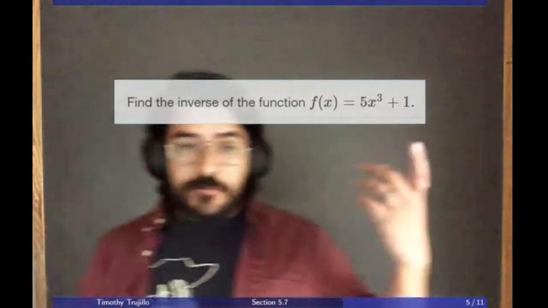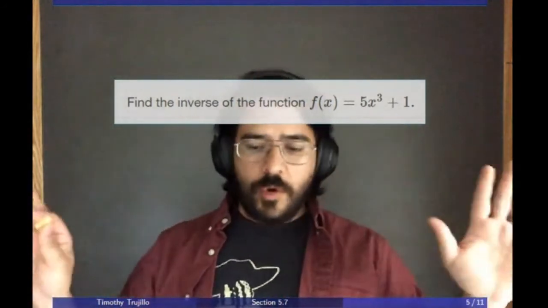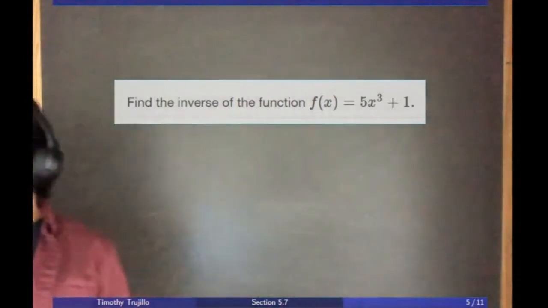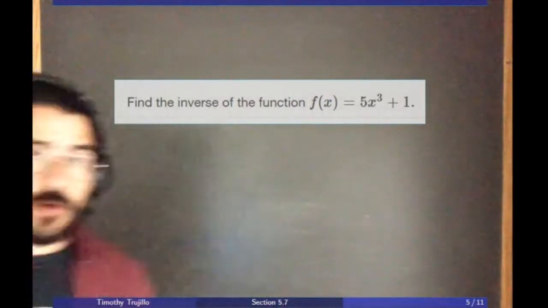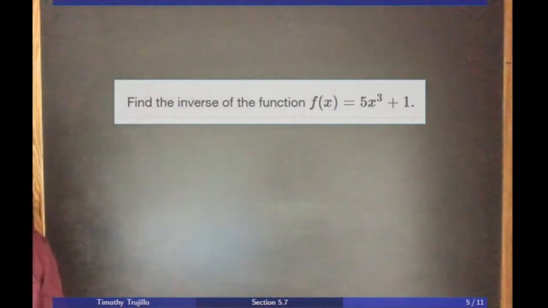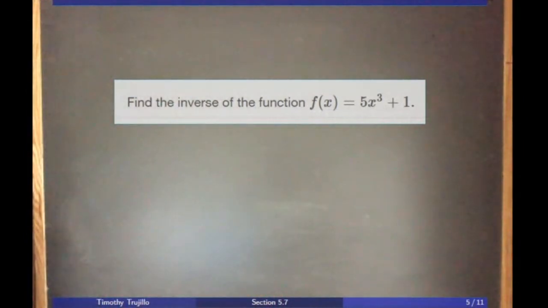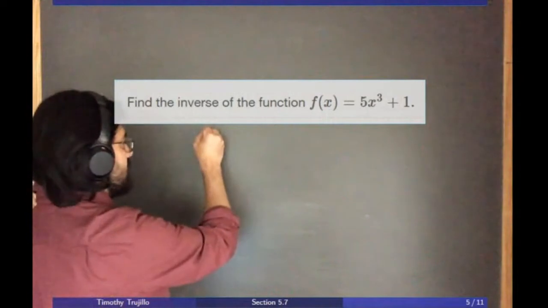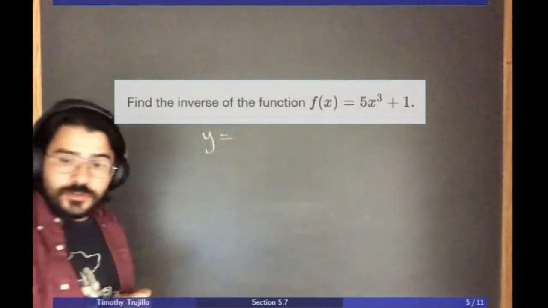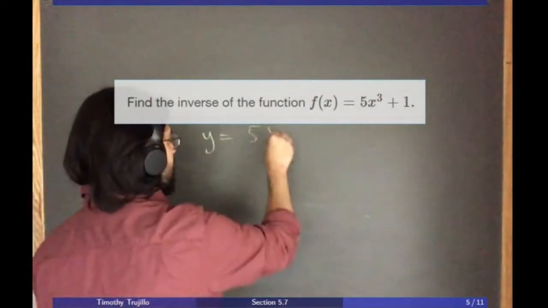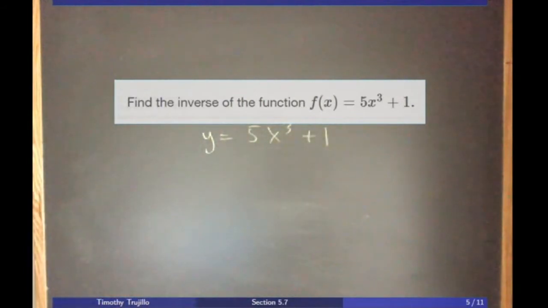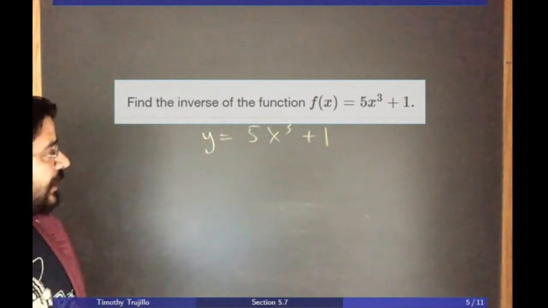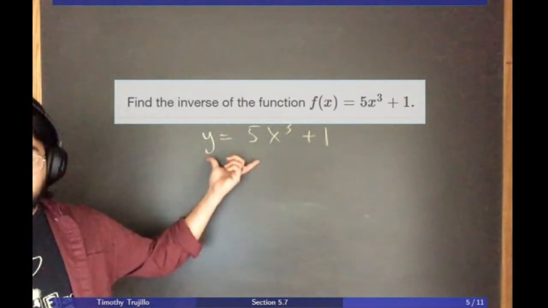If this had been an even-powered polynomial, then we wouldn't be one-to-one, right? None of the even-powered polynomials are one-to-one, and some of the odd-powered ones are also not one-to-one. So be careful about this process. But what you do is you start by replacing f of x with y, and so here we would get y equals 5x cubed plus 1. So this would be the equation of the function in question. And then what we do is we reflect it along that line y equals x.